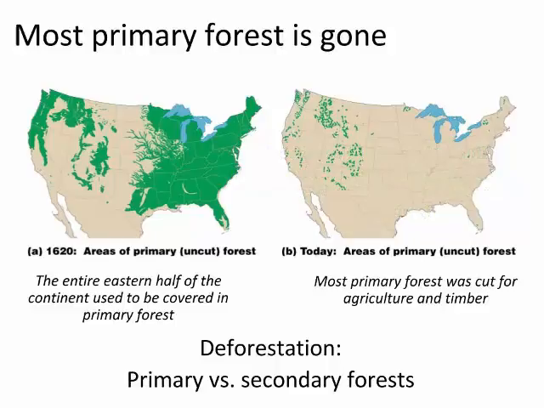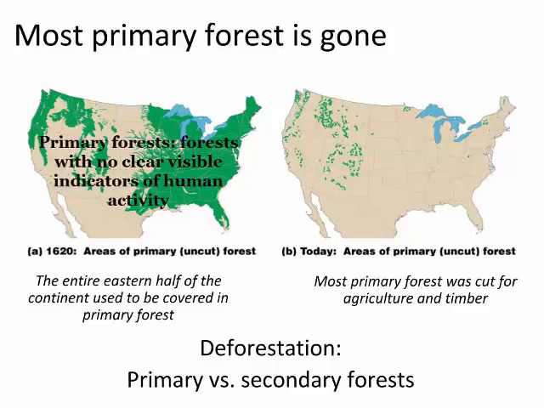Sadly, deforestation is what propelled the expansion and growth of the U.S. and Canada during the 19th century. During this time, much of North America's native and primary forests were cleared for the development of farmland and constructions of cities. By the 20th century, most of the primary forests, which are forests with no clear visible indicators of human activity, were destroyed, as this image illustrates.